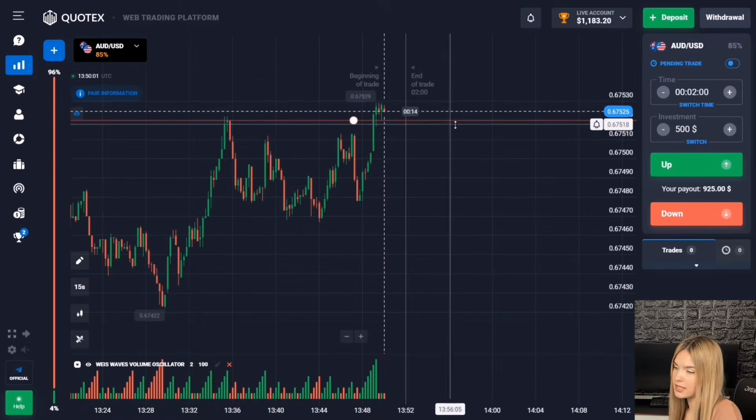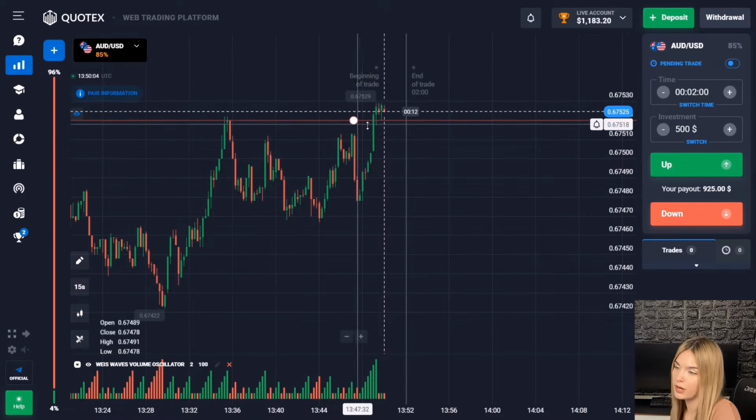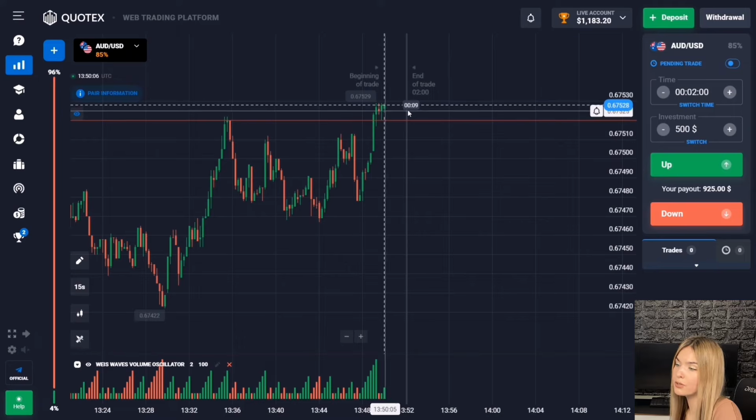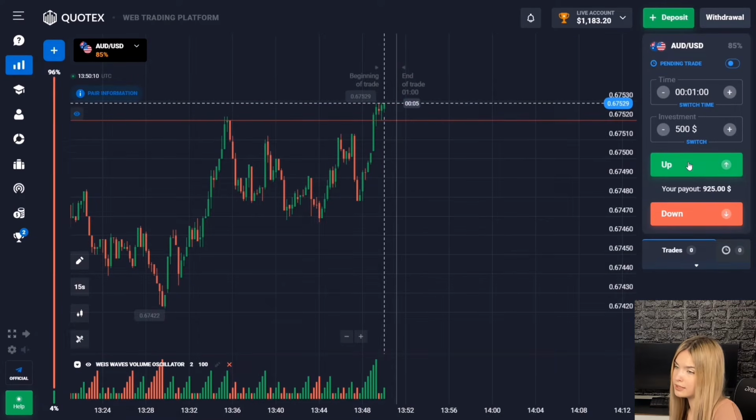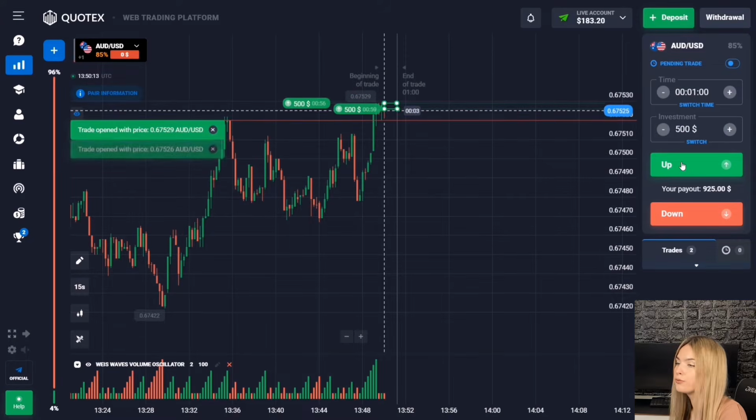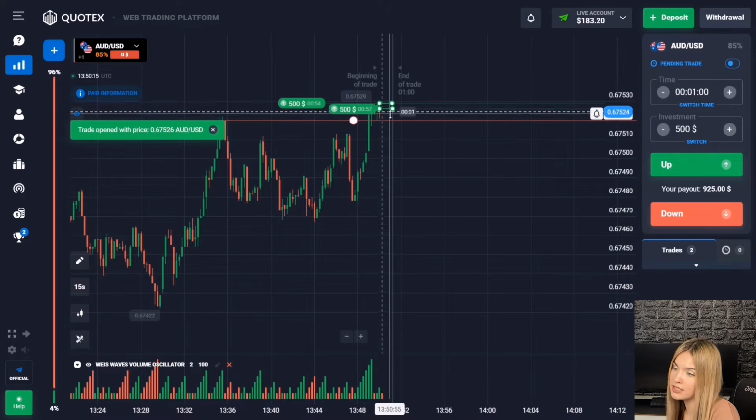Here we have a resistance level. We also see that at the moment the price has gone beyond our level. There is a breakdown. Let's open a deal for 1 minute to go up. I think that in the near future this level will be fully broken. The price will continue to move up.